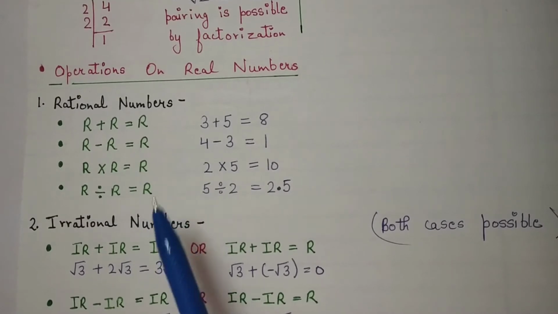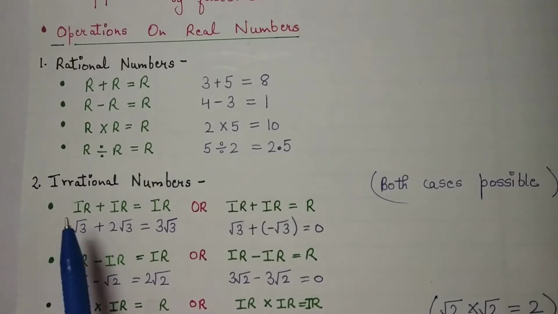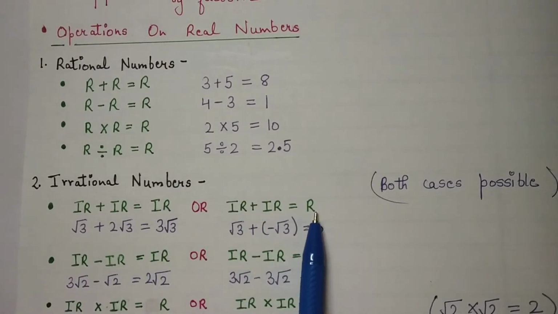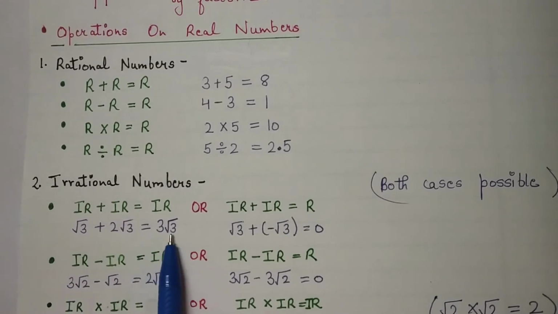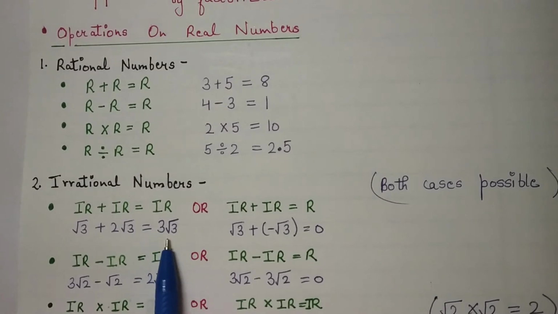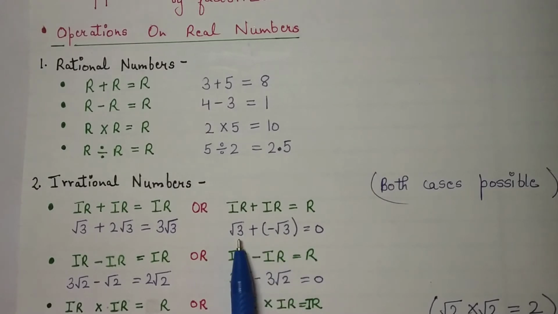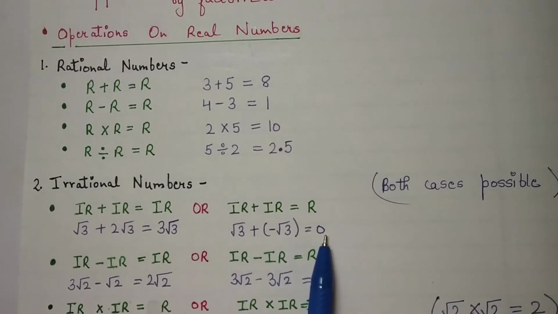But in case of irrational numbers, both cases are possible. Let us take, for example, irrational plus irrational can give an irrational number and also a rational number. Here both cases are possible. For example, root 3 is an irrational number. If I add 2 root 3 to this, then it becomes 3 root 3, which is also an irrational number. Here, if I add a negative number to a positive number, it gives 0: root 3 minus root 3 is equal to 0. So 0 is a rational number.